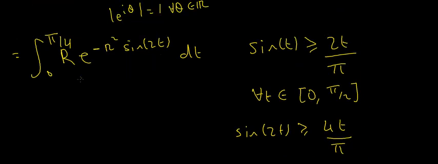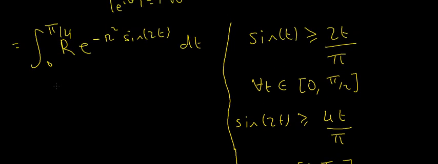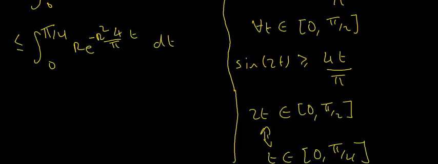Okay, so if I just draw a box around this, just so I don't confuse the two parts, I now know that this is going to be less than or equal to the integral from 0 to pi over 4 of r e to the minus r squared, and here I'm going to have 4t over pi. So 4, let's write here, times t dt.